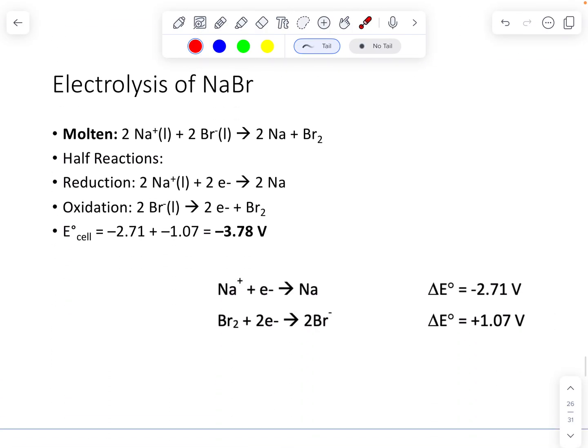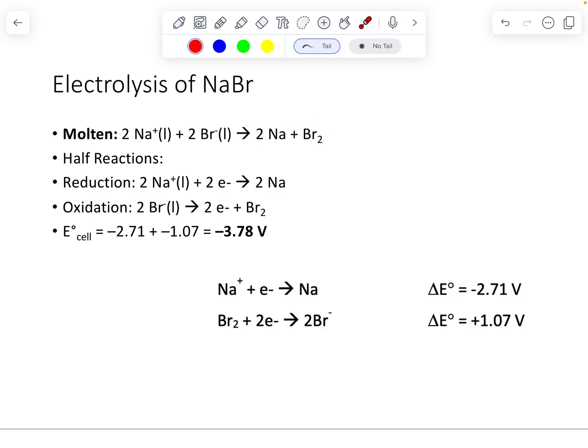First, we'll look at molten. Molten's fairly simple and straightforward, other than being at high temperatures. Our example is sodium bromide. So we have sodium ions and bromide ions. We're going to melt them so they're liquid, so they're mobile. From there, we can get pure sodium and pure bromine.